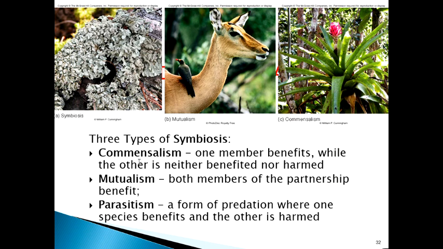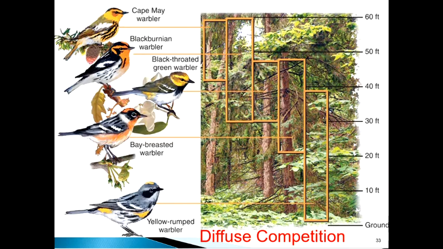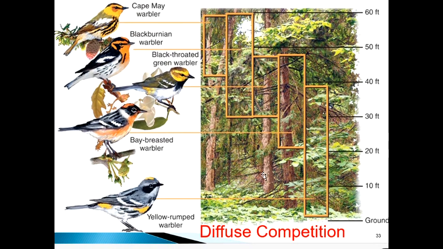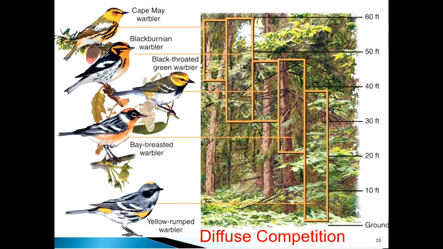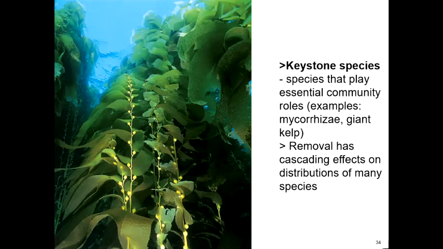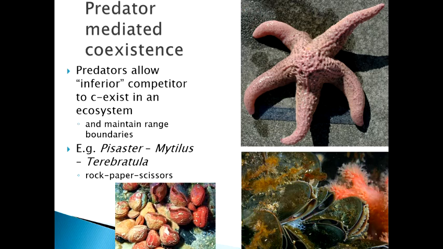This is a summary slide of 3 different types of symbioses. Competition, and here we have a diffuse competition of birds in the different levels of the canopy. The concept of keystone species, organisms that are central to the existence of many other species, predator-mediated coexistence, a whole bunch of things that fall into this. And again, I hope for most of you it is review. If not, just check and read in the textbook.